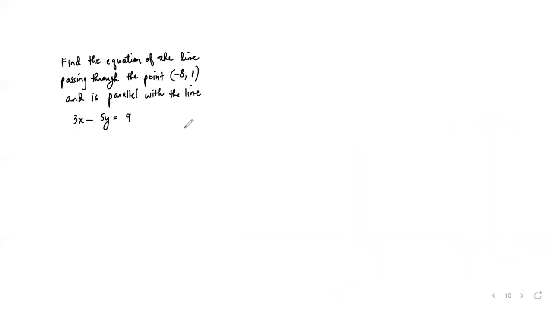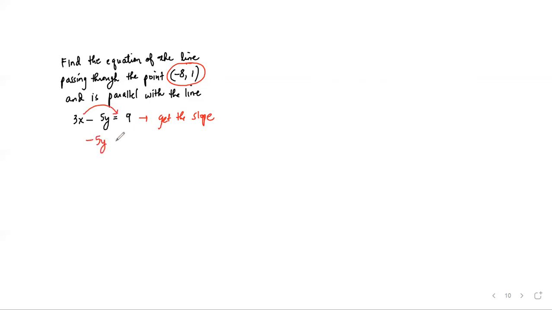And then finally, let us find the equation of the line passing through the point (-8, 1) and is parallel with the line 3x minus 5y equals 9. From this problem, we're given a point, but we do not have any slope. So the information about the slope must come from 3x minus 5y equals 9, because we know that this line is parallel with the line that we are looking for. Which means that we need to get the slope of this line, by writing this equation in the slope-intercept form.